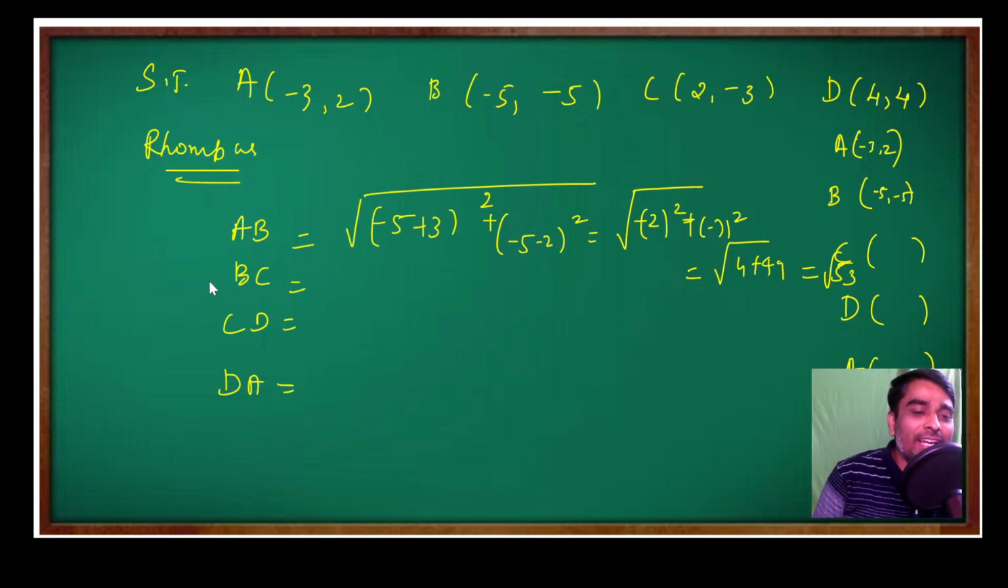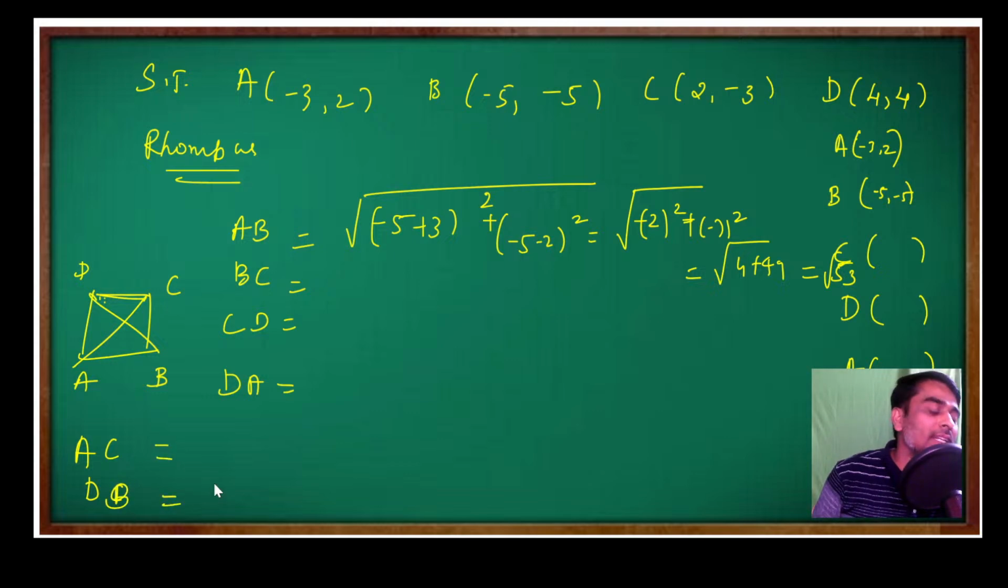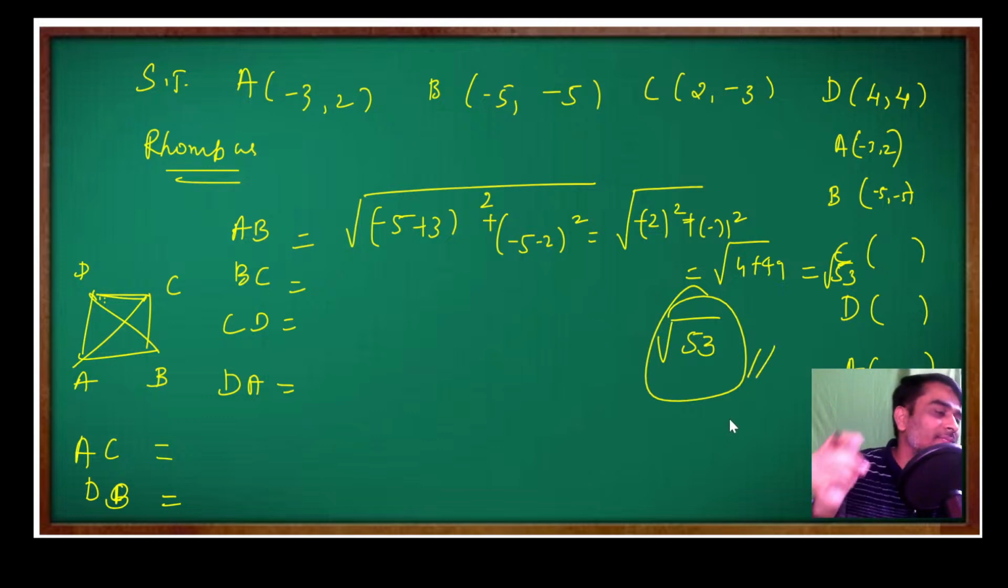Okay, diagonals. Find out the diagonals. The sides are the same. A rhombus's diagonals are also equal? For that you should name A, B, C, D like this. So the diagonals are AC and DB. What are the diagonals? Tell me. All 4 sides are root 53, that is correct. Diagonals should be equal now.